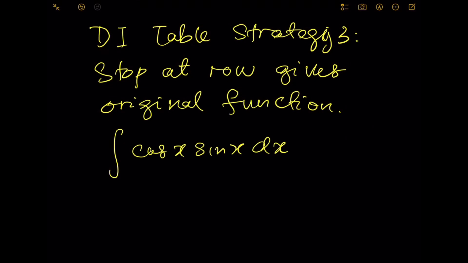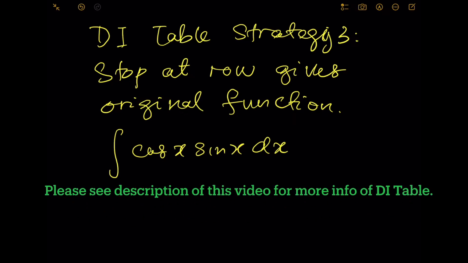Hello everybody, this is the third and the last video of DI table. In this video, we are focusing on strategy 3: stop at the row that gives the original function. If you haven't watched my previous video of strategy 1 and 2, you may see the description box down there for details.